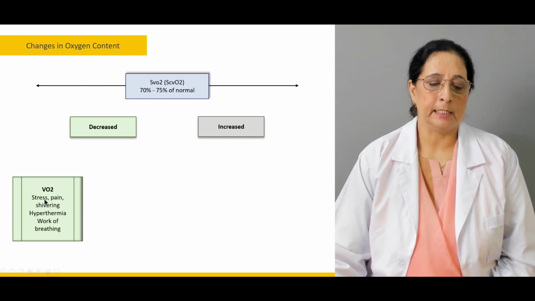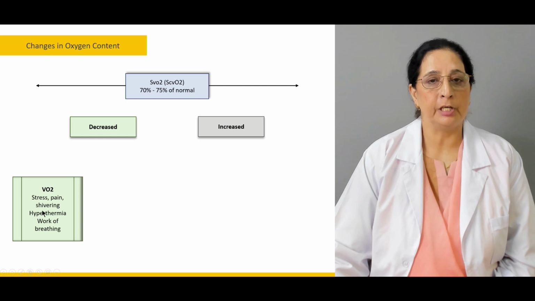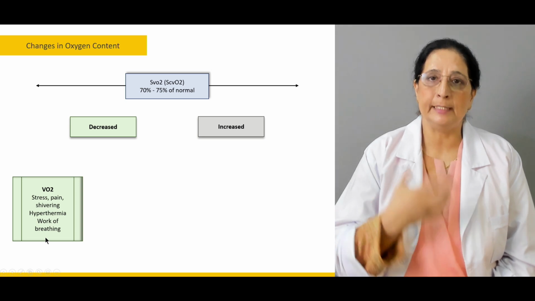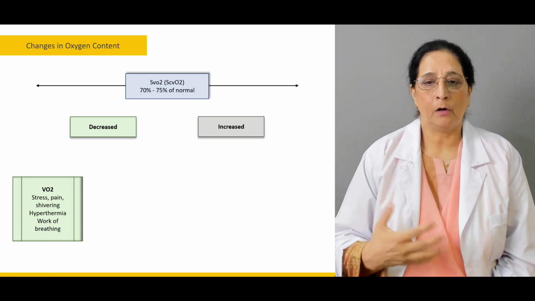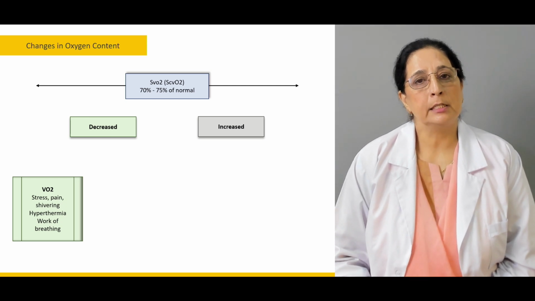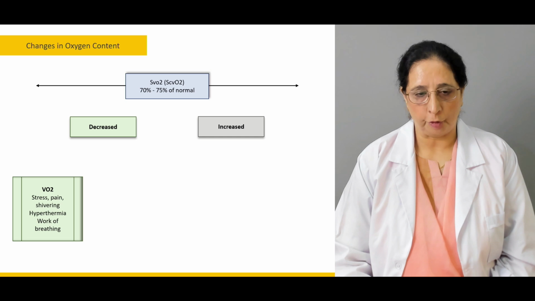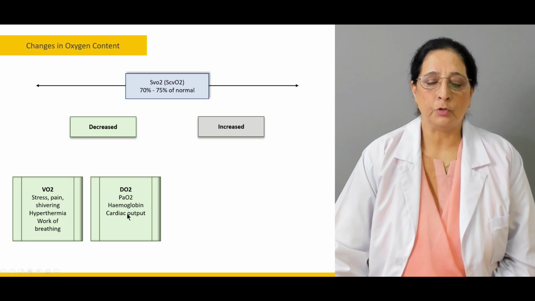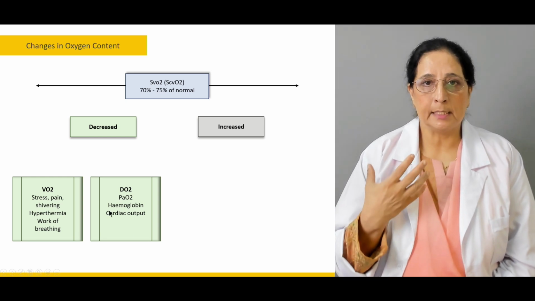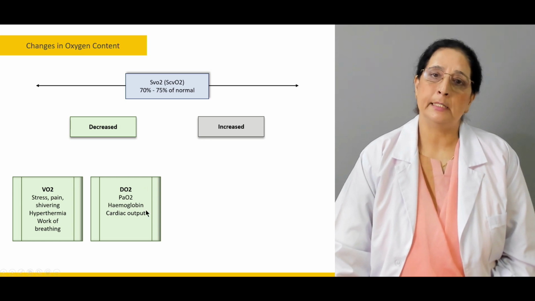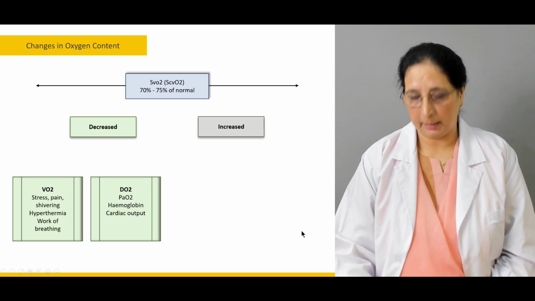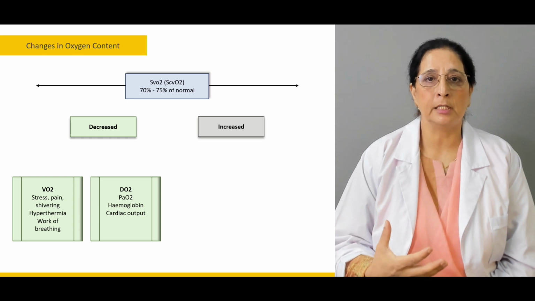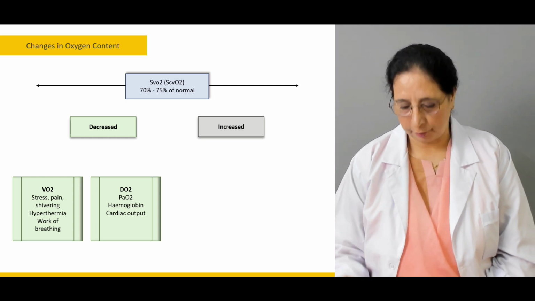We have changes like stress, pain, shivering, hyperthermia, work of breathing. So especially the increased work of breathing causes a decrease in the central venous oxygen saturation. Then we have delivered oxygen level: the amount of hemoglobin, how much is the cardiac output, and the arterial oxygen saturation. On these factors depends the level of delivered oxygen, whether it's decreased or increased.